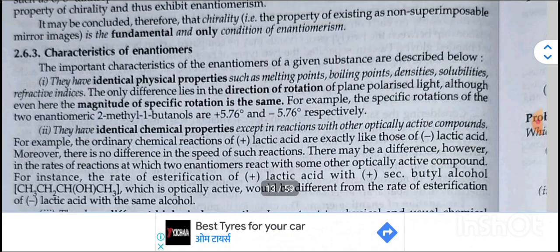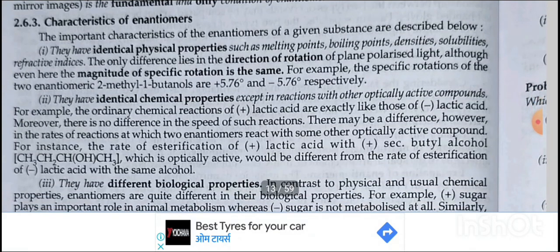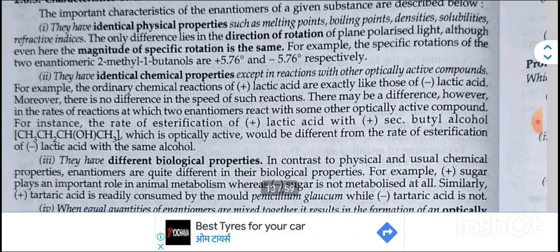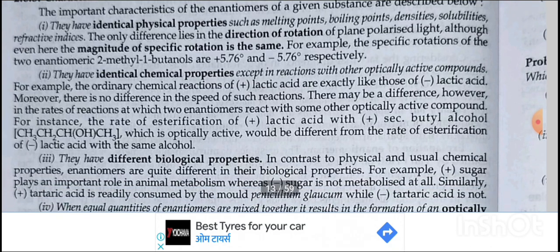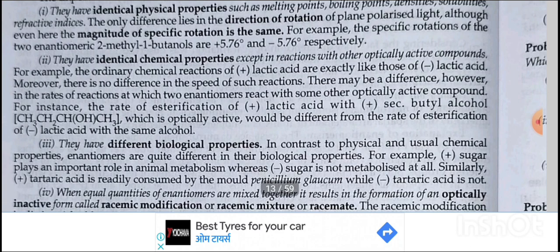Characteristics of enantiomers. First, they have identical physical properties such as melting point, boiling point, density, solubility, and refractive index. The only difference lies in the direction of rotation of plane polarized light, although even here the magnitude of the specific rotation is the same. For example, the specific rotations of the two enantiomeric 2-methyl-1-butanols are +5.76 degrees and -5.76 degrees respectively.